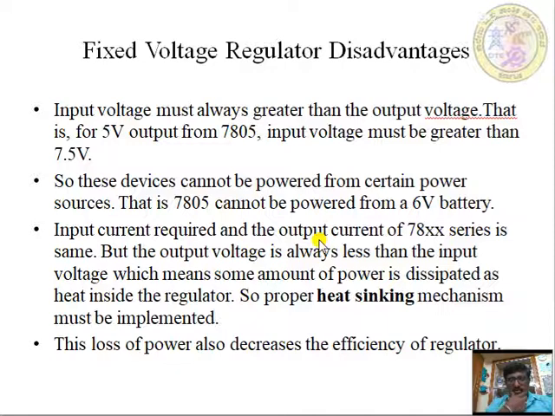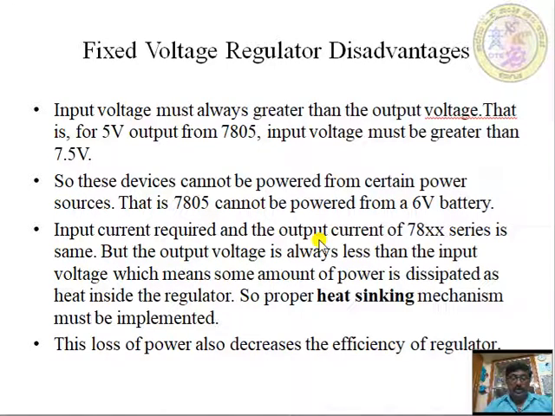So these are some of the disadvantages. Input voltage must always be greater than the output voltage. That is, for a 5 volt output, the input voltage must be greater than 7.5 volts. So the input voltage must always be greater than the output. These devices cannot be powered from certain power sources. For example, a 7 volt regulator cannot be powered from a 6 volt battery, because the output is 7 volts. This means the input should always be higher.